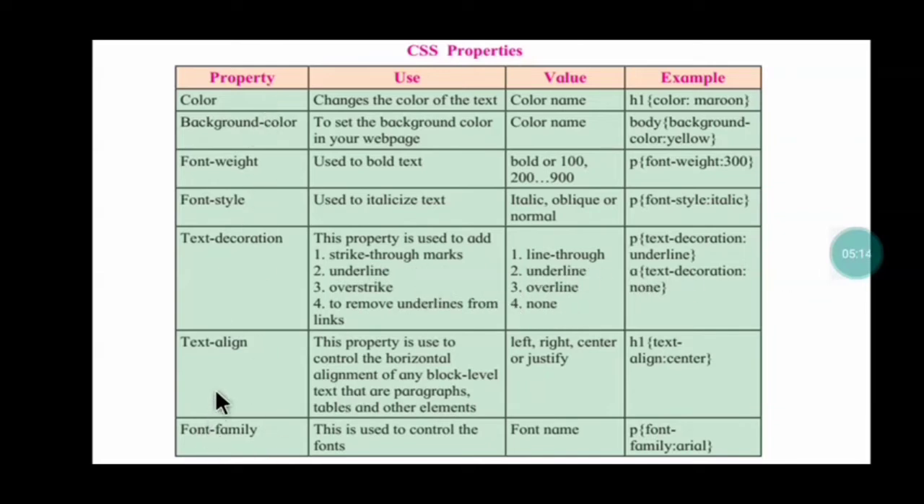The next property is text align. Suppose you want to align the text in your web page to the left side, right side, center, or justify, you can use this text align property. It has the values left, right, center, or justify. Here is the example: h1 in brace bracket text dash align colon center, means if you use this type of example in your web page, the text will be center aligned. The text will go to the center in your web page.